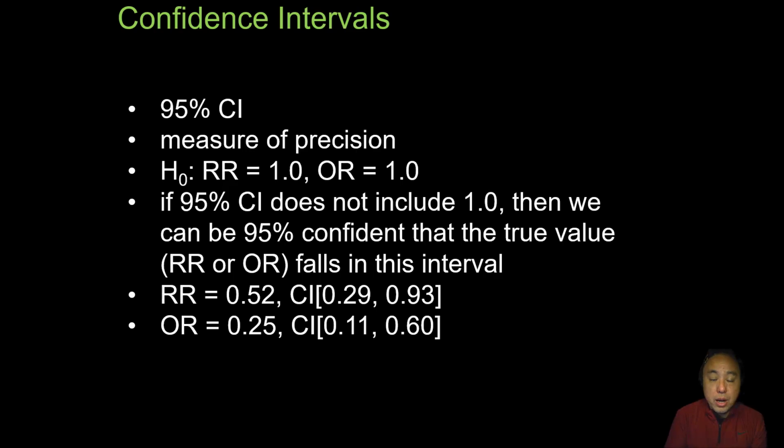The 95% confidence interval for that odds ratio is between 11 and 60%, or 0.11 and 0.60. Again, because it does not include the odds ratio of 1, we can reject the null hypothesis and conclude that the odds ratio of 0.25 is statistically significant.